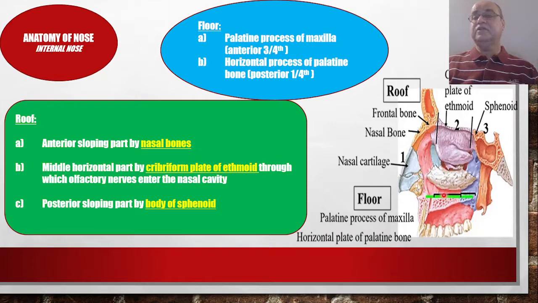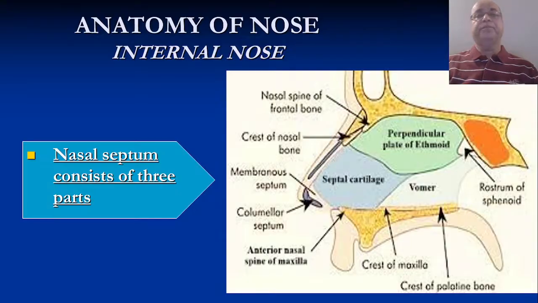While the floor of this nasal cavity is formed by the palatine process of the maxilla in its anterior three-fourths, where my pointer is, and the posterior one-fourth is formed by the horizontal process of the palatine bone. So mostly it is formed by the palatine process of the maxilla, anterior three-fourths, and the posterior one-fourth is formed by the horizontal process of the palatine bone.